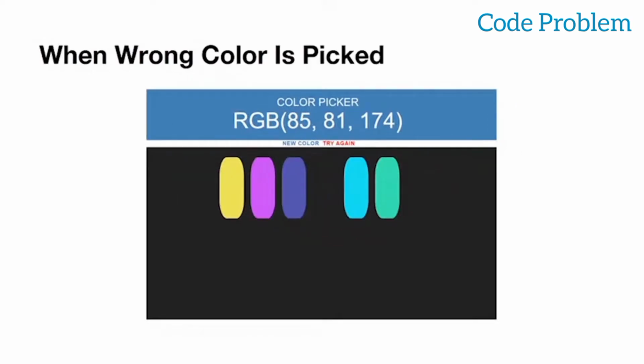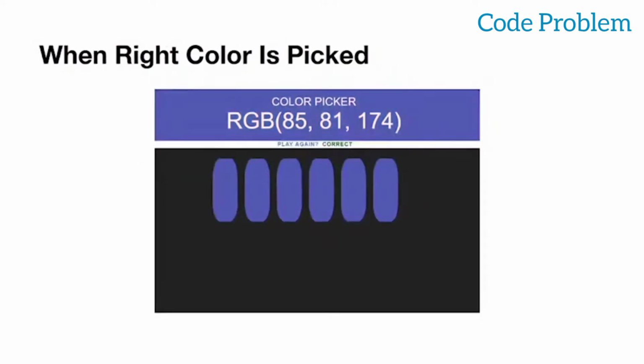Okay, so this is when we picked up the wrong choice. You will get this new color, try again. And that color which was earlier shown will be faded to black color. And if we picked up the right choice, then there will be a message, play again, with the correct sign, and the text color of that correct sign is green. Okay, yes, it is very easy.